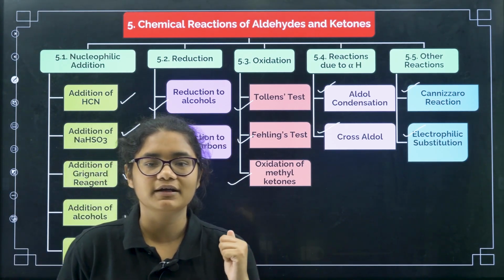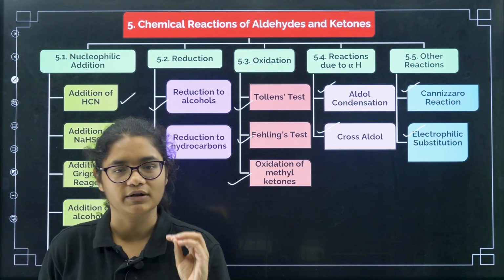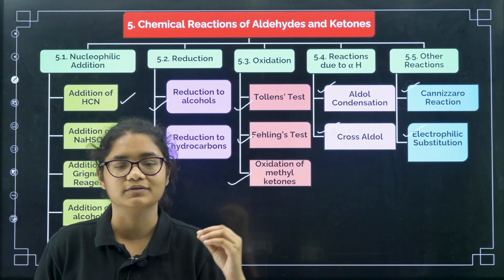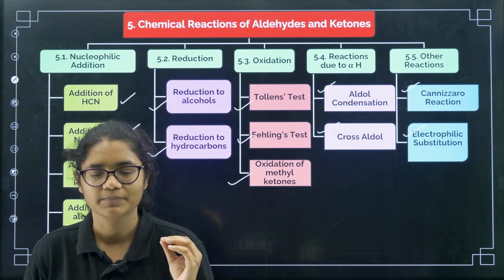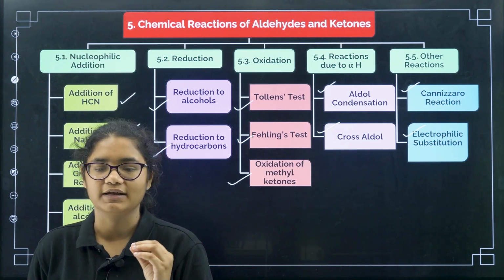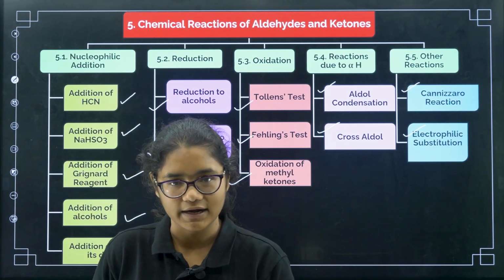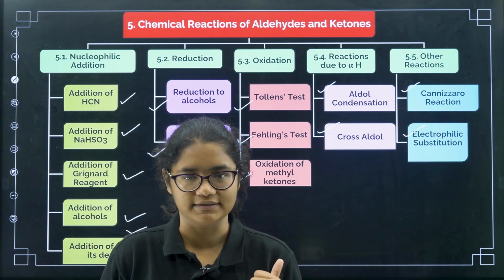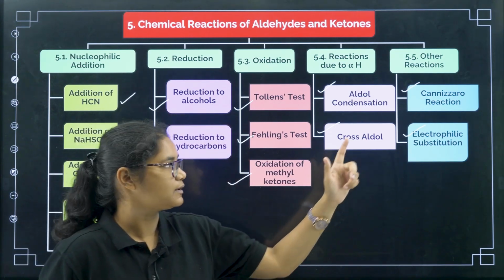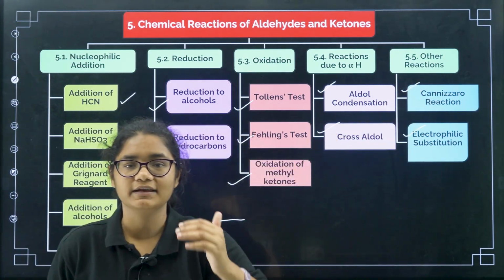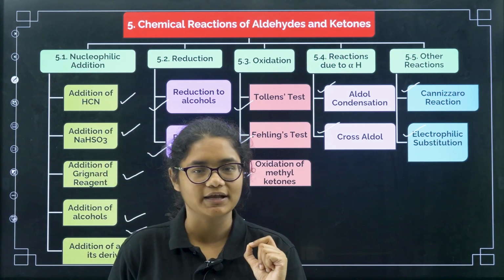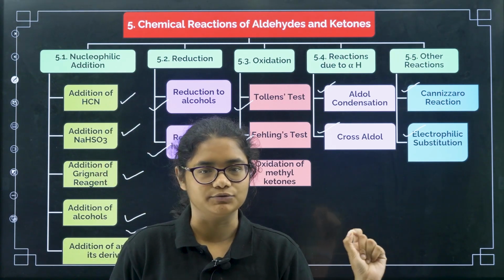Okay. Then third one is oxidation. Here we have Tollens reagent, Fehling's reagent, and oxidation of methyl ketones. Next, the fourth type of reaction we have is reactions due to alpha hydrogen. Here we have aldol condensation and cross aldol condensation. Then coming to the next one, that is other reactions. Under that we have Cannizzaro reaction and electrophilic substitution reaction.